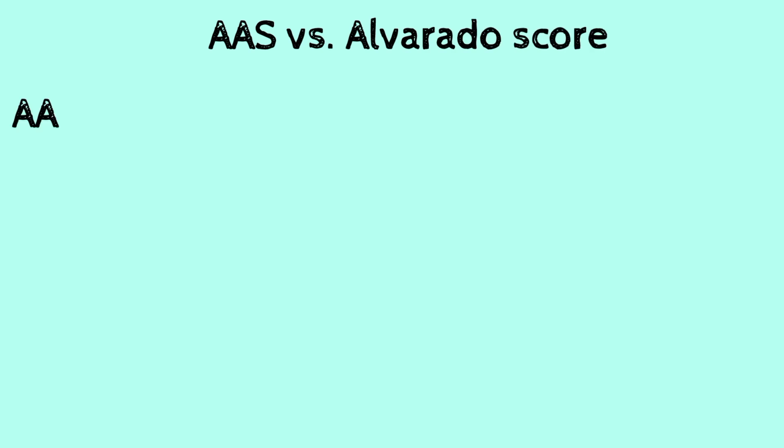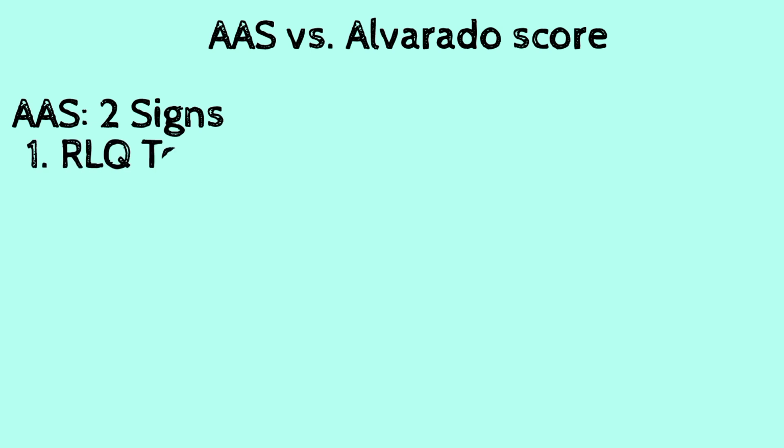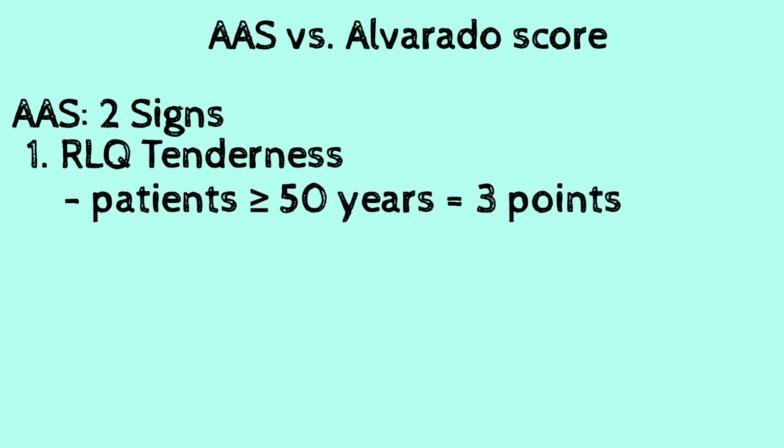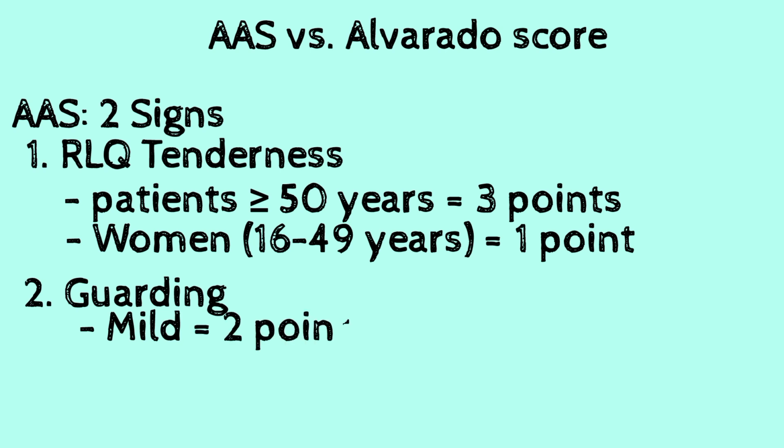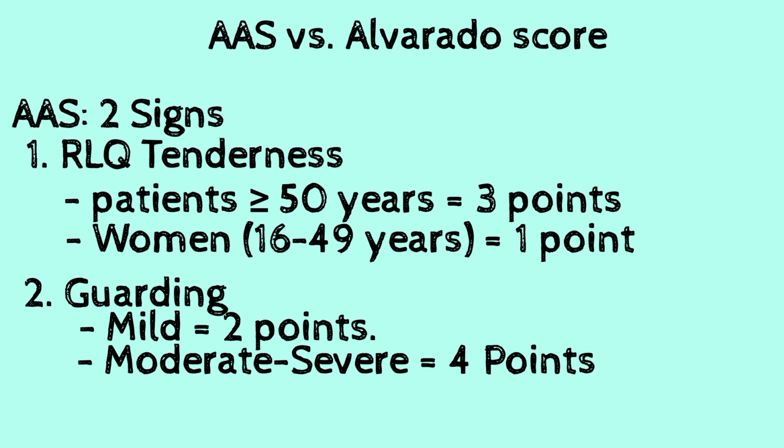Next, we look at the signs. The Adult Appendicitis Score has only got two signs, which are right lower quadrant tenderness and guarding. Right lower quadrant tenderness for all patients 50 years and older scores 3 points and 1 point in women between the ages of 16 and 49 years. Mild guarding scores 2 points and moderate to severe guarding scores 4 points. Fever has been omitted in the Adult Appendicitis Score.